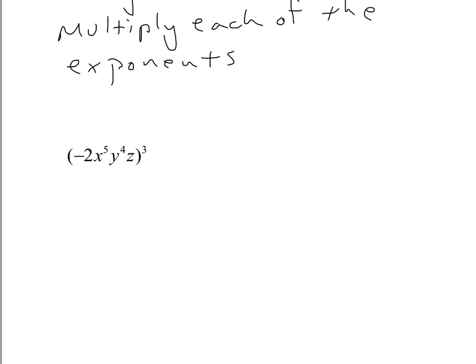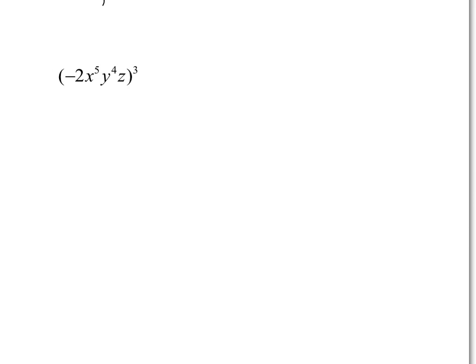Here I have a whole bunch of things raised to the third. So first I'm going to raise the negative 2 to the third, and I'm just going to write that, I think, negative 2 raised to the third. And then I'm going to raise x to the fifth to the third, so that means I multiply 5 and 3 to give me x to the 15th. I'm going to multiply 4 and 3 to give me y to the 12th. And there's no exponent written with the z, that means it's z to the first. So I'm going to multiply 1 times 3 to give me z to the third.